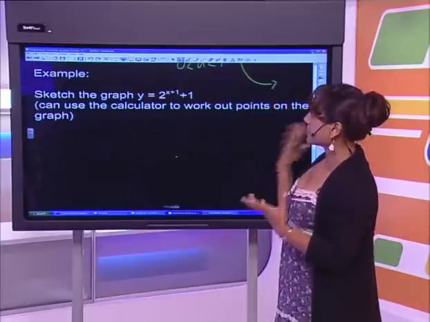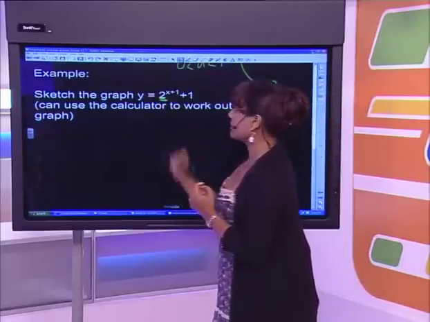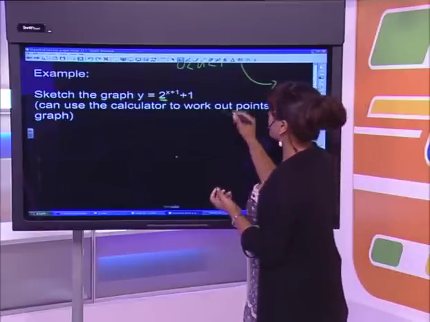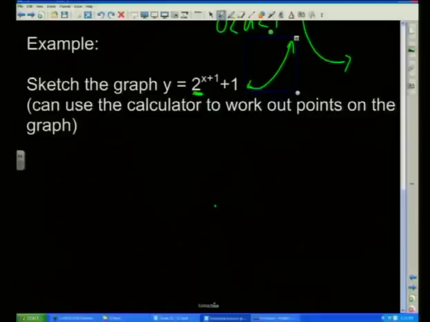Okay, first thing you should do, look at the value of a. The value is 2. That means that you're going to get an increasing graph. So we already know the shape of the graph. It's going to be increasing.